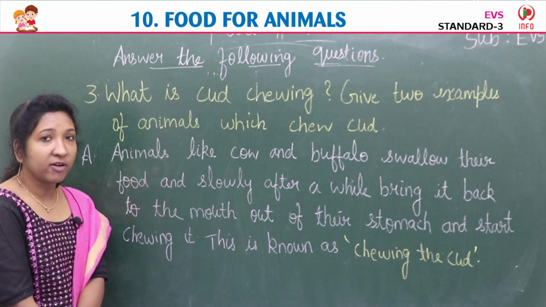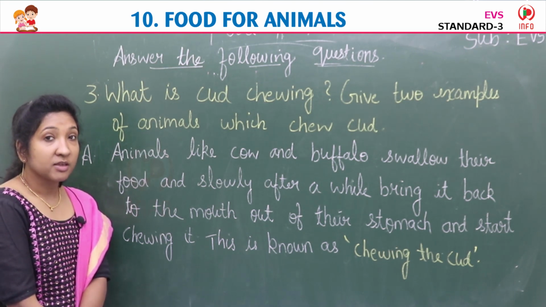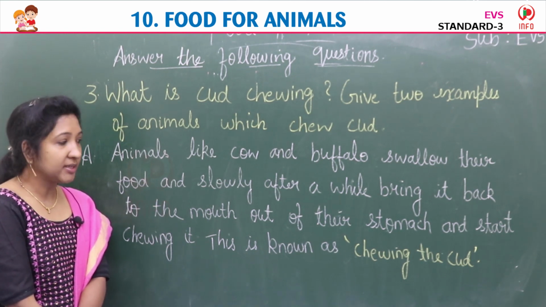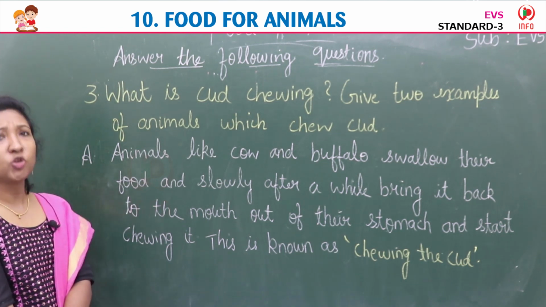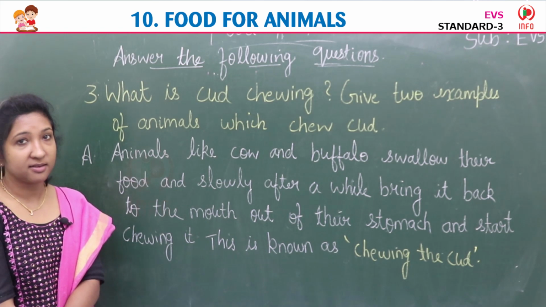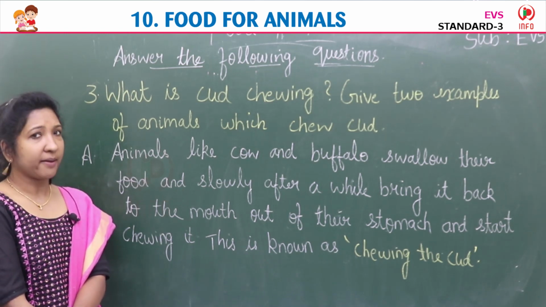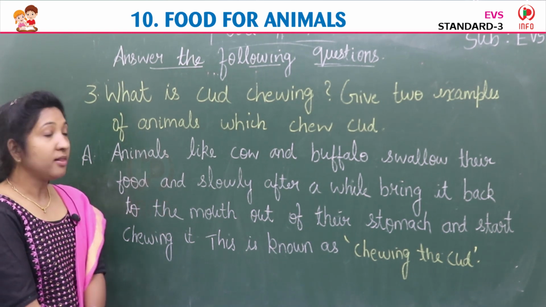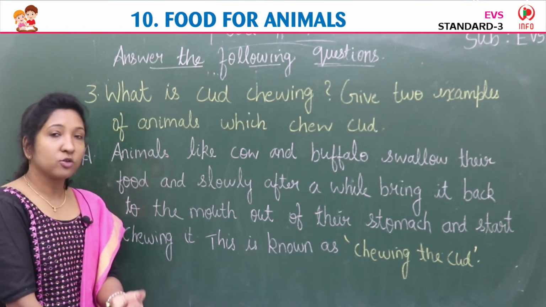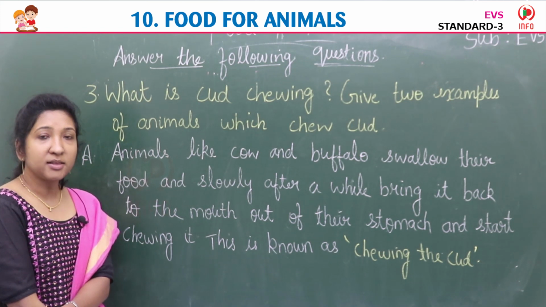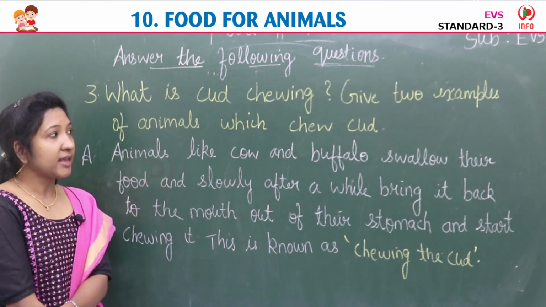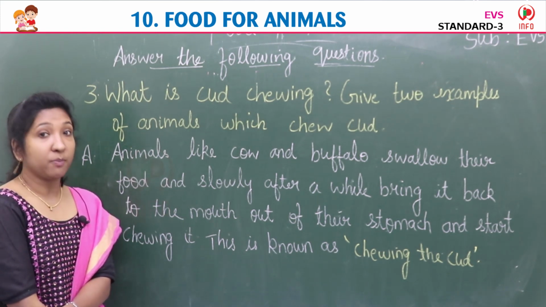Yes, tell me, children. Yeah, cows. One example, isn't it? You have already learned it in the lesson, isn't it, children? So think and answer, okay? First we will read it. Cow, buffalo, these are the animals that do this chewing the cud process.